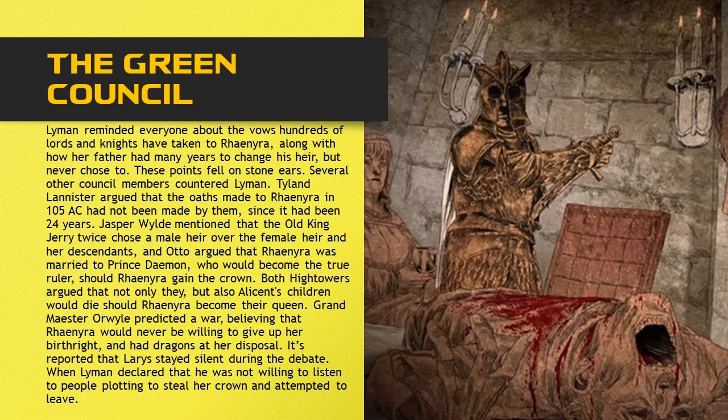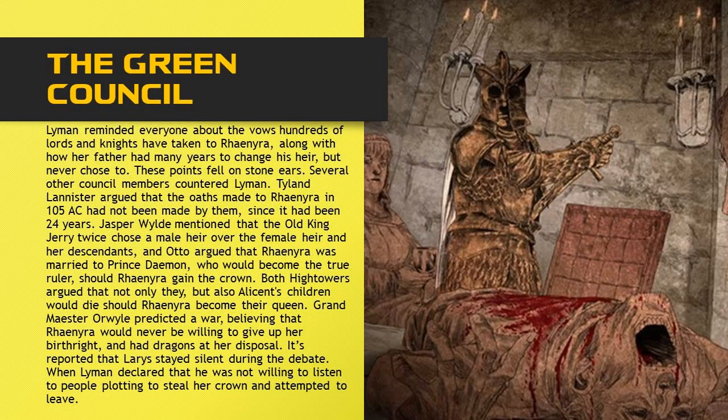And Otto argued that Rhaenyra was married to Prince Daemon, who would become the true ruler, and he's evil, should Rhaenyra gain the crown. Both Hightowers argued that not only they, but also Ellison's children would die, should Rhaenyra become queen. Both the Hightowers are like, dude, if Rhaenyra becomes queen, all us Hightowers are dead. And we like living.